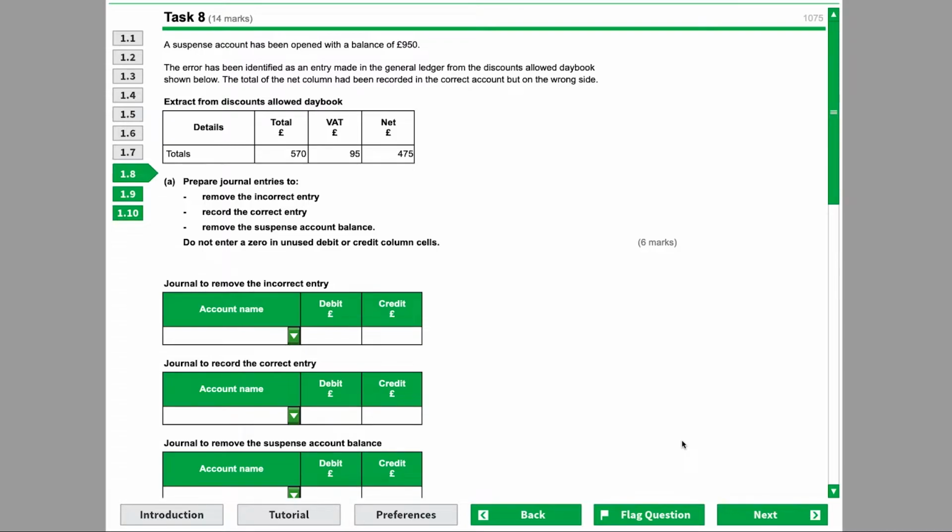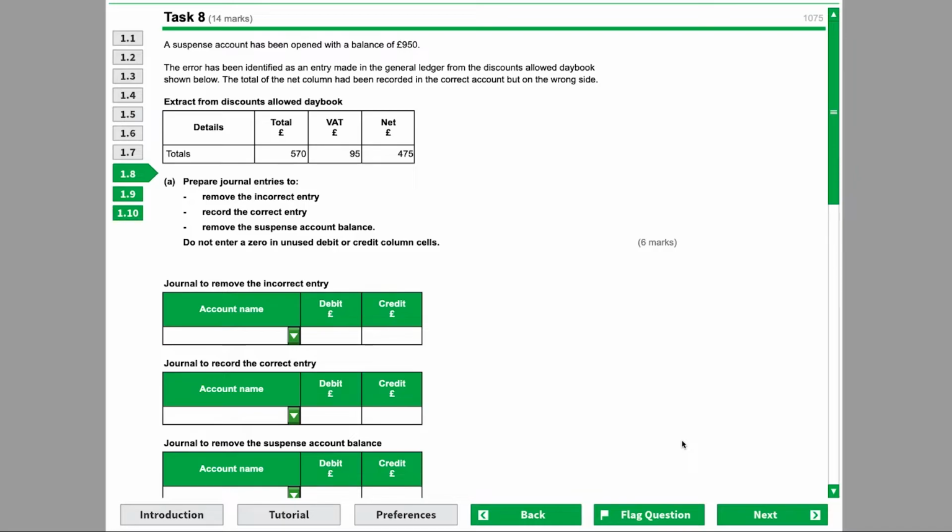Right, now the first journal is to remove the incorrect entry. Let's just remind ourselves what the error is. The net amount has been posted to the discounts allowed account on the wrong side. Then posting for discounts allowed within the discounts allowed account should be a debit as it's an expense to the business. Therefore, if it's been posted on the opposite side, they have credited the account rather than debit it.